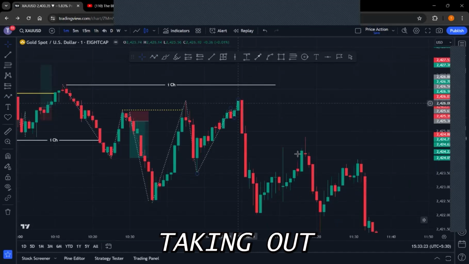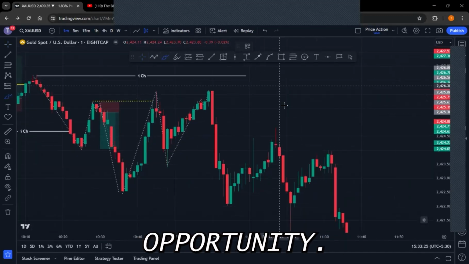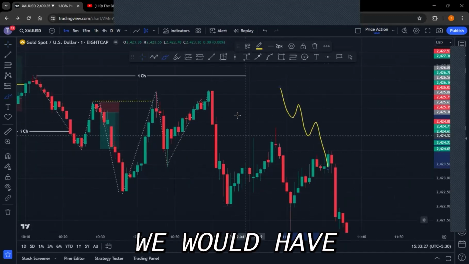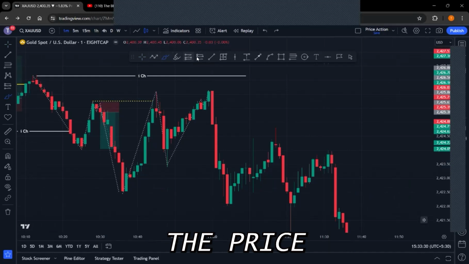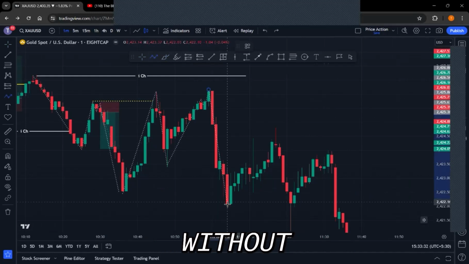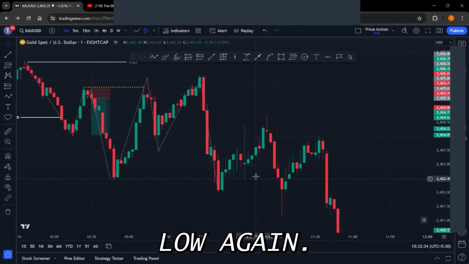Okay. After taking out this, we are waiting for what? We are waiting for a good opportunity. If the price gives us a lower high, lower low, then we would have taken this trade. From here, what had happened? The price directly dropped down towards the downside without giving us any lower high, lower low again. So we will wait for what?